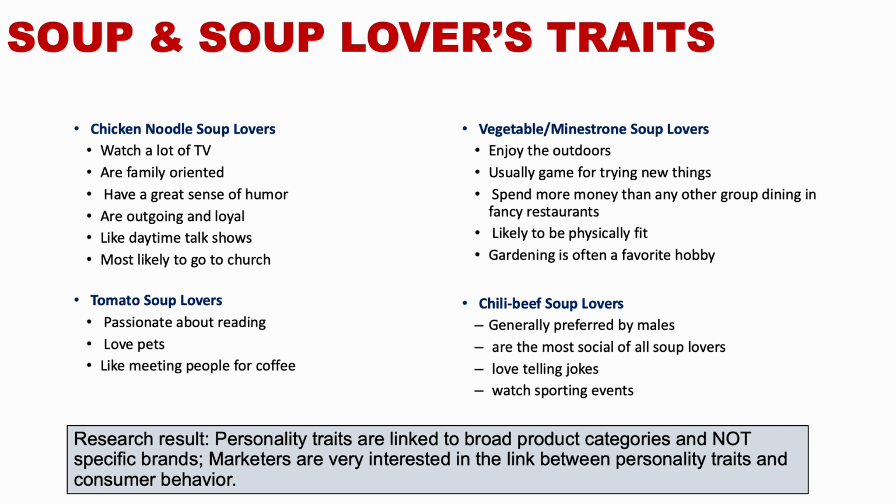It turns out, although I have grown up on chili with beef in it, and I like it fine enough, as I've become an adult, I tend to really like vegetable chili. I like vegetarian chili quite a bit. I make it all the time. So anyway, one thing to remember about personality traits is that we can link them to broad product categories and not specific brands. So I can say this applies to chicken noodle soup lovers. I can't necessarily say that these things apply to Campbell's chicken noodle soup lovers.